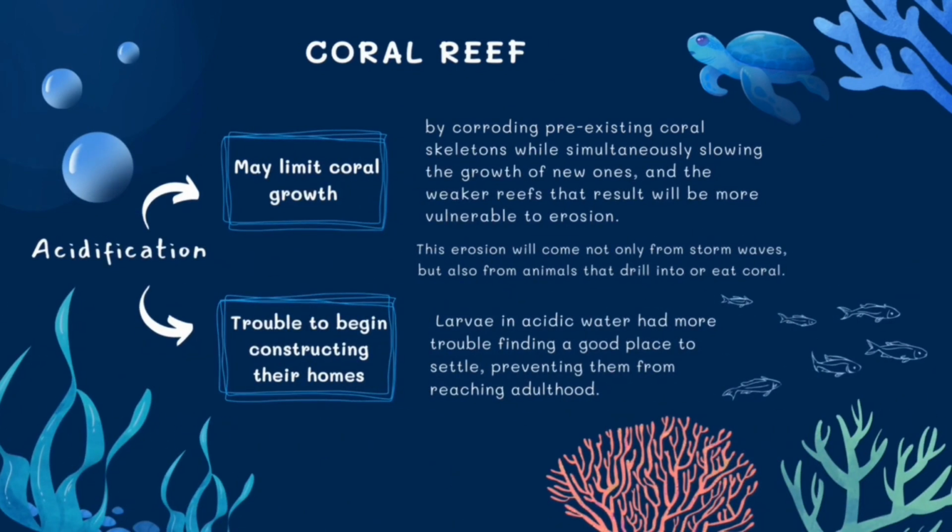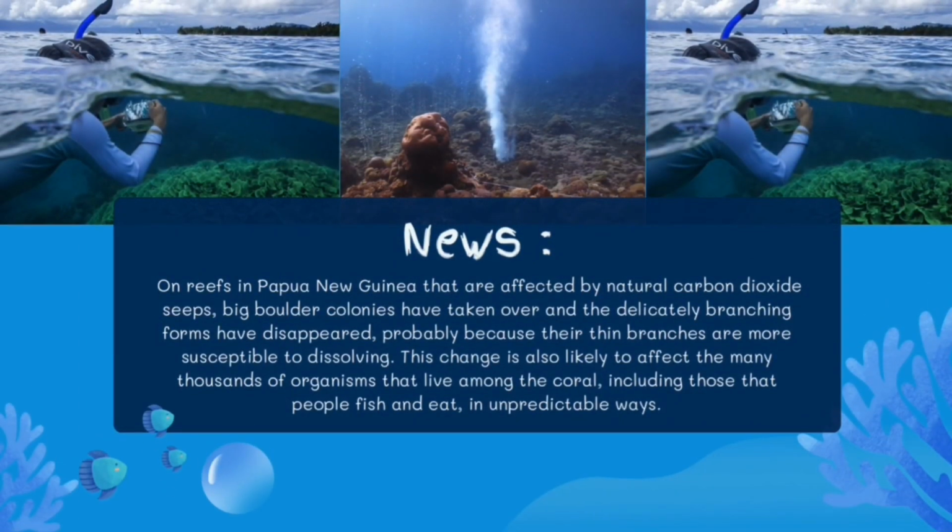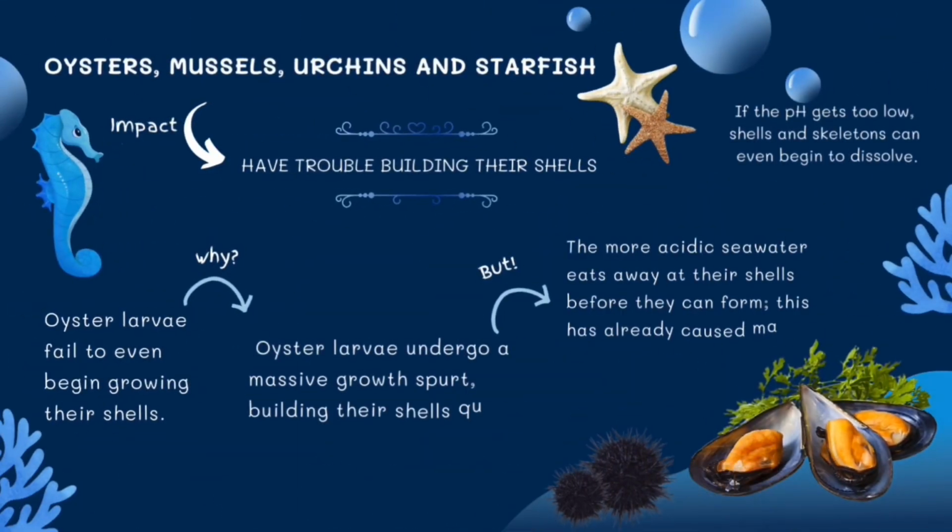Now we move to the impact on coral reefs, which may limit coral growth and make it difficult for them to construct their homes. Next, this is the news that we got from Papua New Guinea. They are affected by natural carbon dioxide. And next, these are the effects on oysters, mussels, urchins and starfish, which have trouble building their own shells.